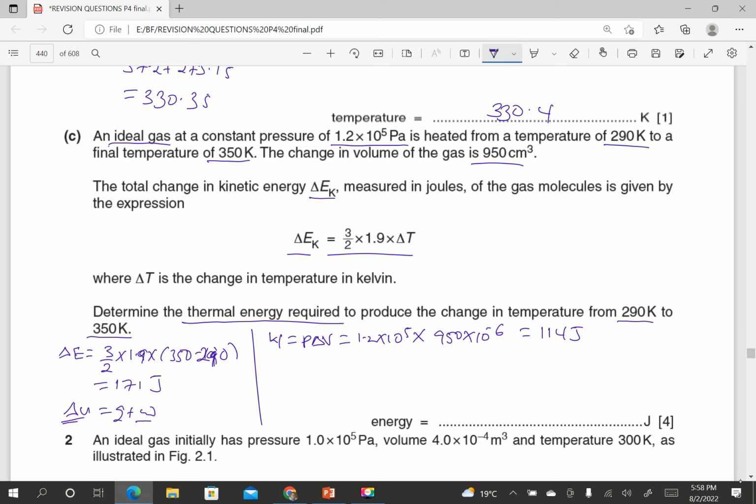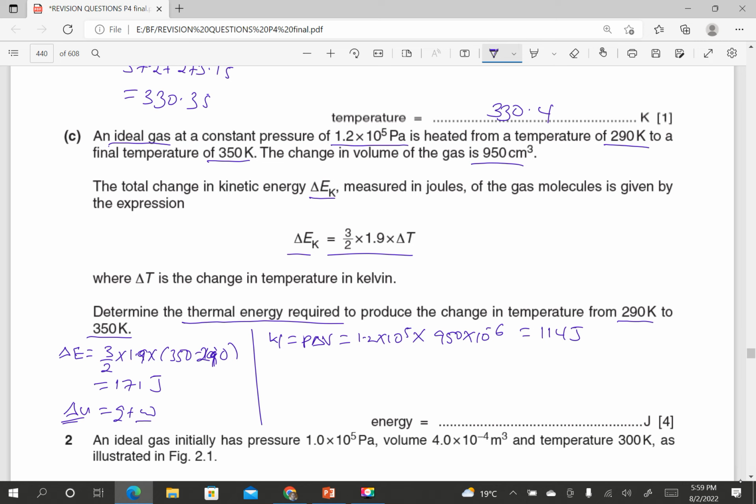So we just need to substitute now. But note that they ask to determine the thermal energy required to produce the change in temperature from 290 Kelvin to 350 Kelvin. There is an increase in temperature. Temperature is the average kinetic energy of the molecules that make up the system.